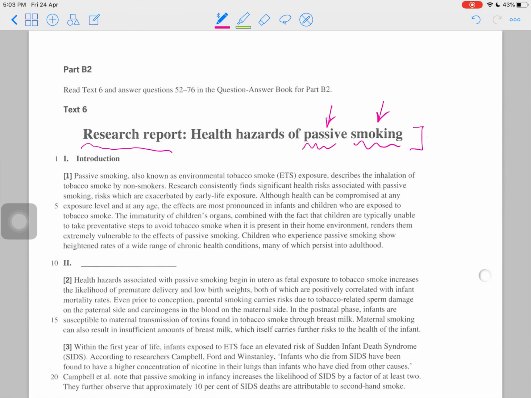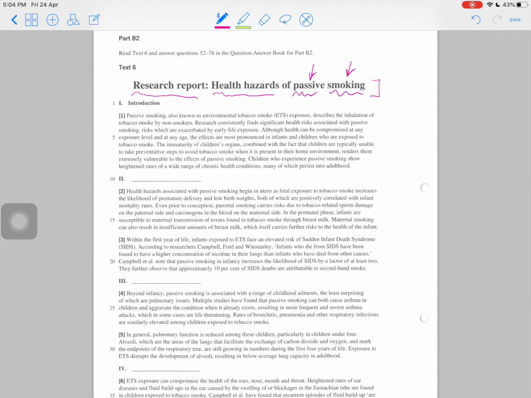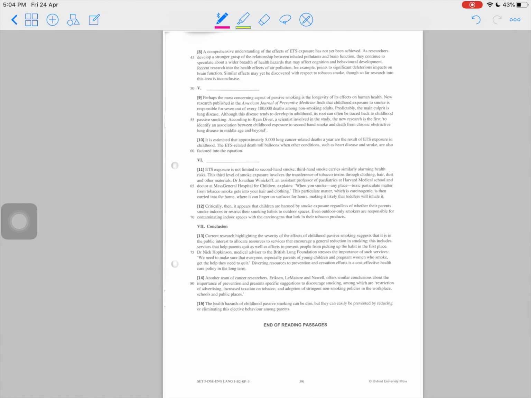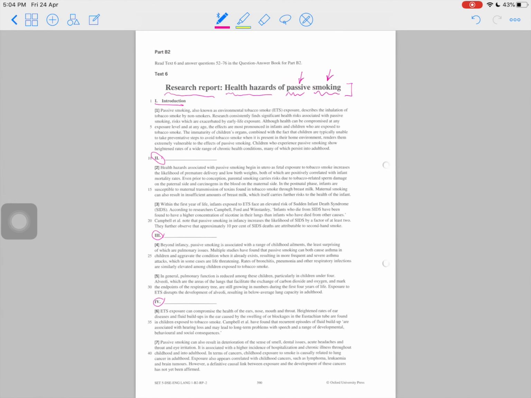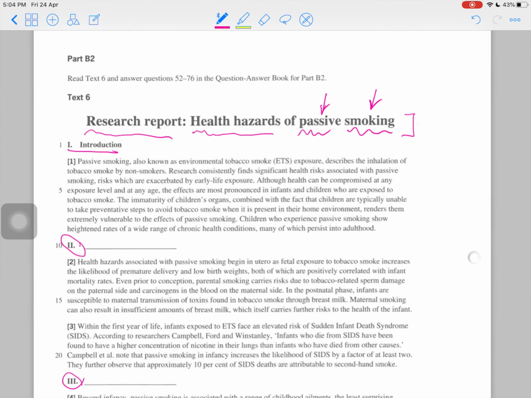If you look at the words, it's about smoking, particularly about passive smoking, okay? And the health hazards of passive smoking. Right away you know what this whole report is about. If you look at the layout of this report, right away you know it's divided into different sections, and we got a conclusion here. It's probably not something unfamiliar to you.